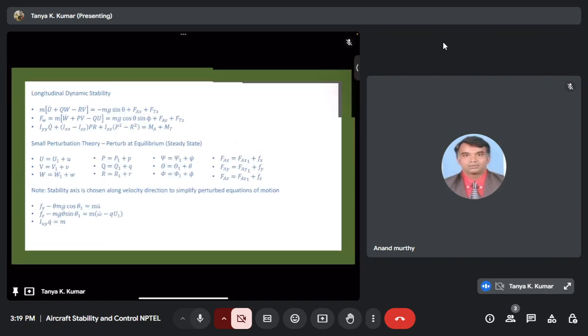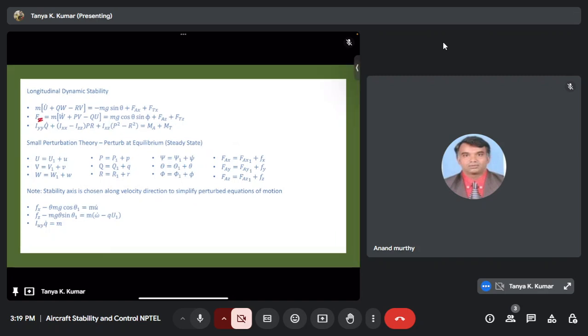Then we moved into longitudinal dynamic stability. We took the three equations that help us define the longitudinal dynamic stability. We have equations for U dot, W dot and Q dot. This is supposed to be Z. So U dot, W dot and Q dot give us the longitudinal dynamic stability equations.